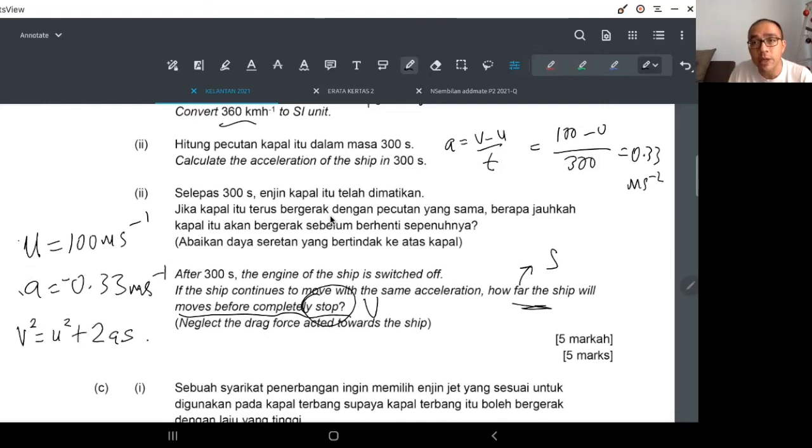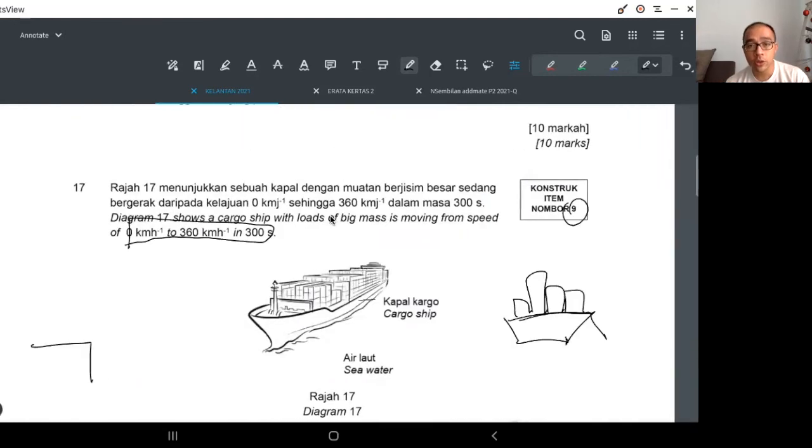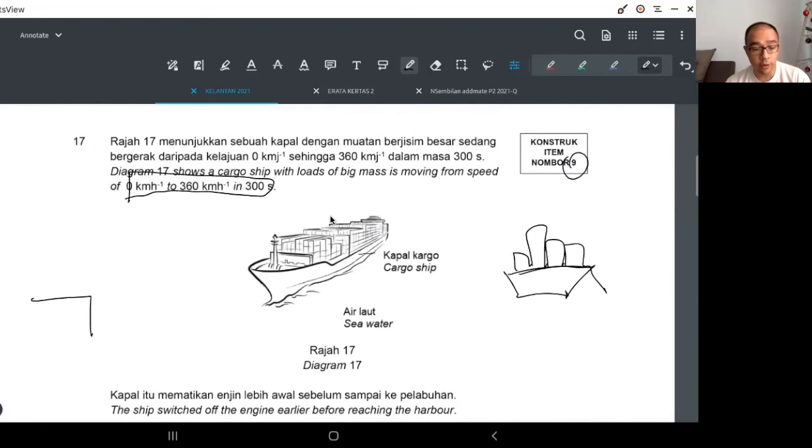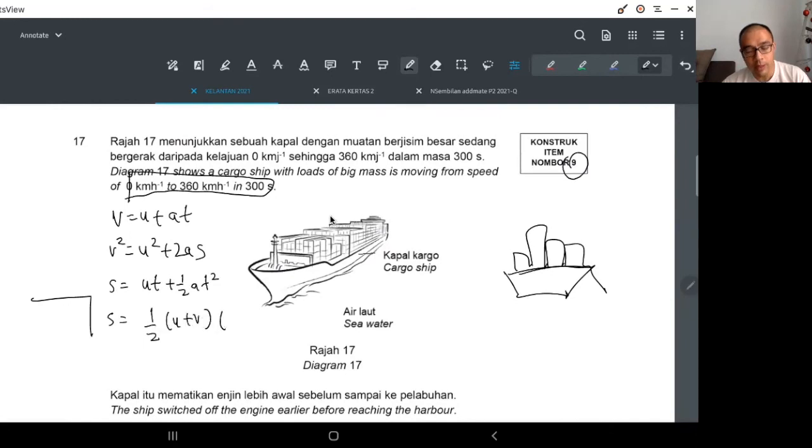Now, this is a good time for me to remind you that in Form 4, Chapter 2 questions, especially when you're talking about mass, acceleration, and inertia, it's always good to remember the 4 important formulas. The first is V equals U plus AT. The second is V squared equals U squared plus 2AS. The third is S equals UT plus half AT squared. And the last one is S equals 1 over 2 times U plus V times T.